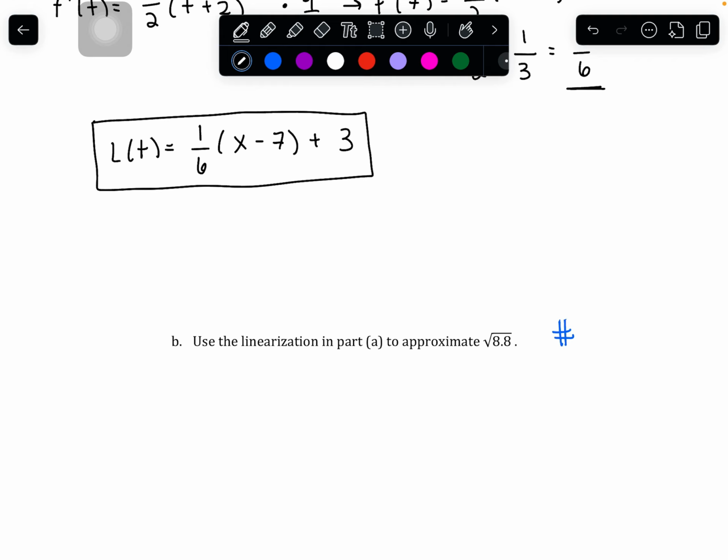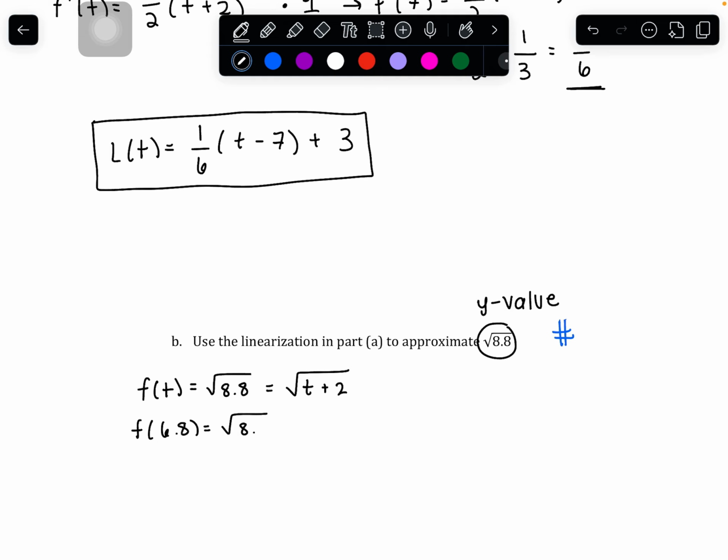So the only thing we need to do is plug in for x. So we need to figure out what x value to plug in. This is a y value, okay? But there is some t value. Sorry, I should have written t here, my bad. There's some t value that gives me the square root of 8.8. Well, f of t is the square root of t plus 2. So that means f of 6.8 is equal to the square root of 8.8.